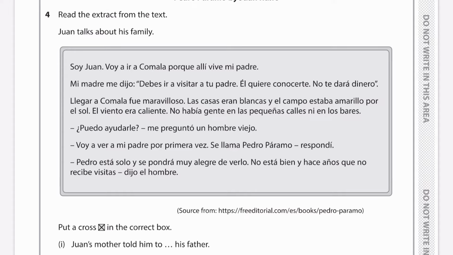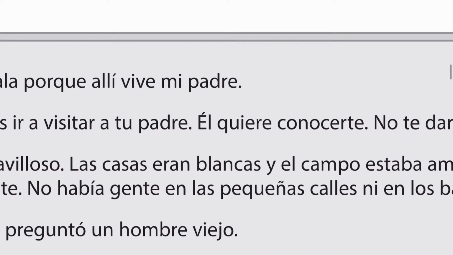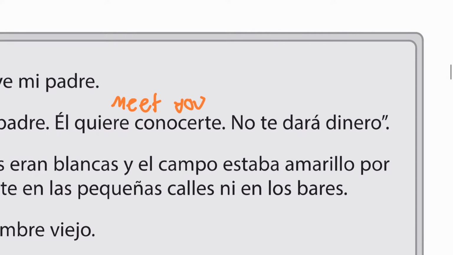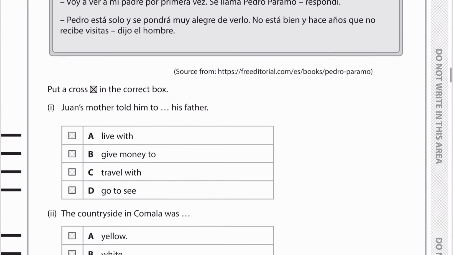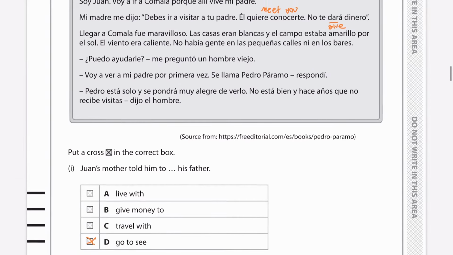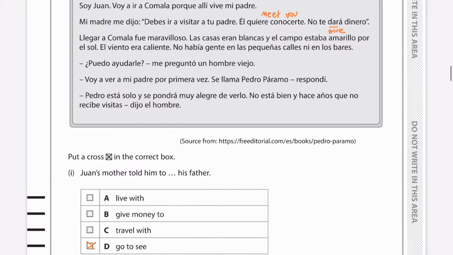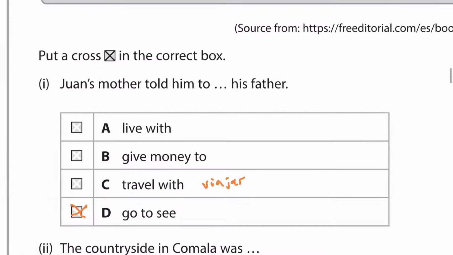Let's translate what it says in these apostrophes. So, you must visit your father. He wants to meet you or get to know you, something along those lines. He won't give you money, no te dará dinero. Not sure if that's a good thing or bad thing, but let's read the first one here then. So, this is multiple choice, makes it quite easy. Juan's mother told him to go to see his father. Yeah, so it doesn't say live with, give money to, it's saying he won't give you money. It doesn't say travel with. Travel, we may see the word viajar. It says visitar, which is just visit, to go to see his father.